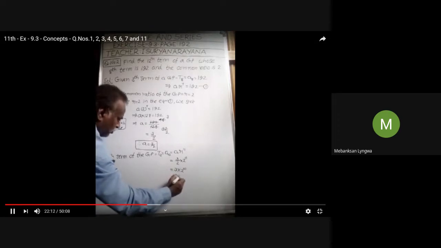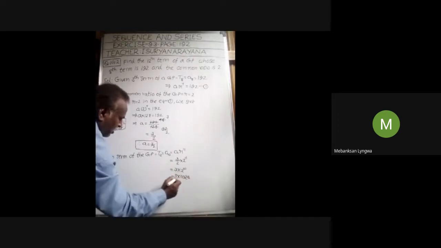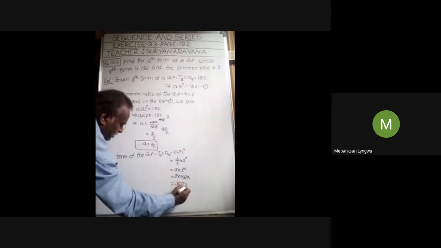3 into 2 power 10. Then what is the value of 2 power 10? 1024. 3 into 1024. Okay, my children. Understood this step? Now let us multiply these two numbers. 3 into 1024. What will you get? 3072. This is the 12th term of the geometric progression. Understood, my children? Right. Now come to the next question.